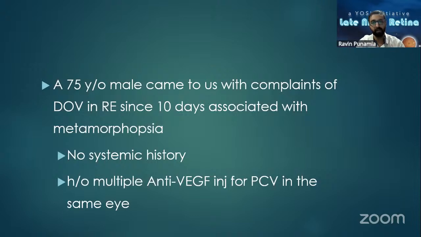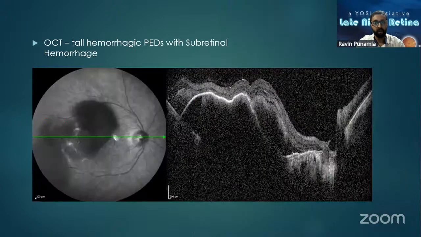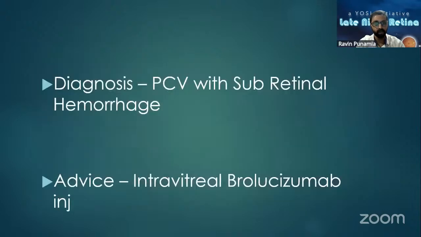I'll be presenting an interesting case. A 75-year-old male came to us with complaints of diminution of vision in the right eye since 10 days, associated with metamorphopsia. There was no systemic history, but there was history of multiple anti-VEGF injections being given for polypoidal choroidal vasculopathy in the same eye. On presentation, he had visual acuity of 1/60 with the anterior segment normal, fundus showing a subretinal hemorrhage over the macula, which was obscuring the fovea, with subretinal fluid as well. And OCT showed tall hemorrhagic PEDs with subretinal hemorrhage as well. So a diagnosis of PCV with subretinal hemorrhage was made.